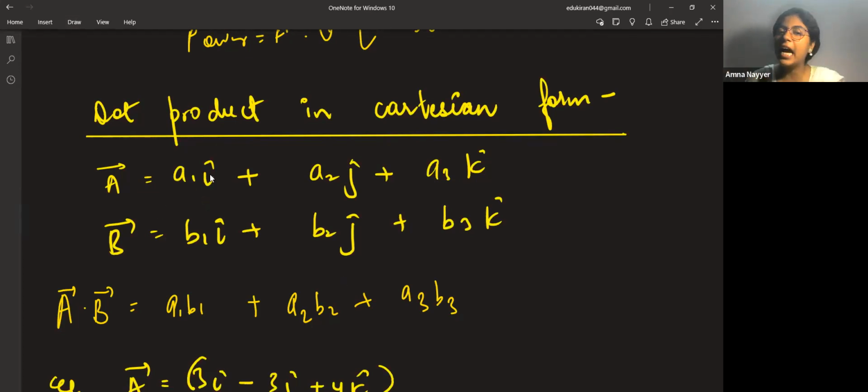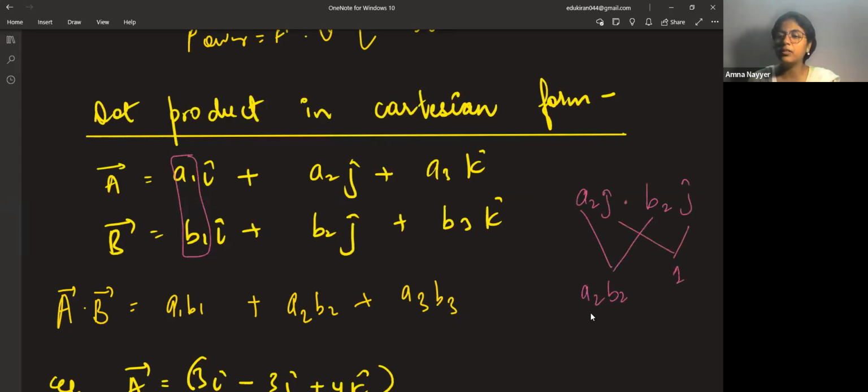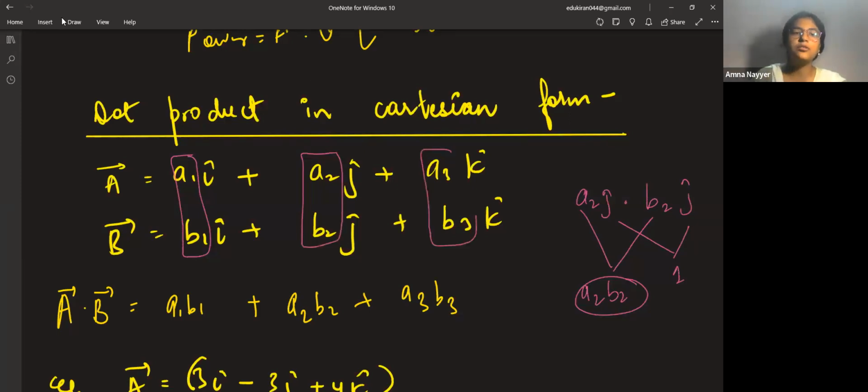Like A1 I cap, B1 I cap. So A1 plus B1 I cap. All right. For the dot product, multiplied: A1 multiplied by B1. And I cap dot I cap, we already know it's 1. So it just becomes A1 B1. Clear? See, this is A2 J cap dot B2 J cap. A2, B2 will be multiplied. This becomes A2 B2, and J cap dot J cap will be 1. So we have the answer as A2 B2. Then this coefficient multiplied by this coefficient. This is how we solve it.